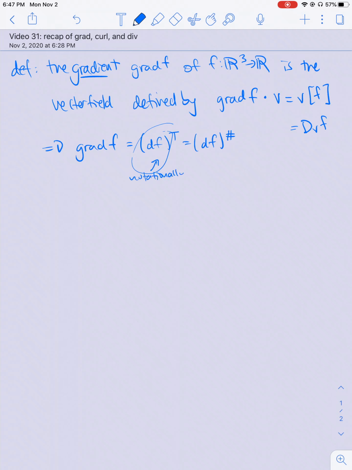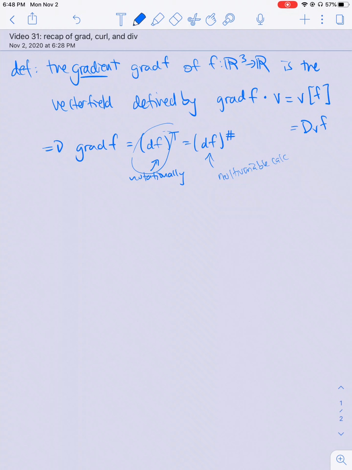So notationally, this is true, and this is actually how I can compute the gradient of f as the sharp of the exterior derivative of f, which is probably how you saw it in multivariable calculus. So it's a vector whose first component is df by dx, second component is df by dy, etc.